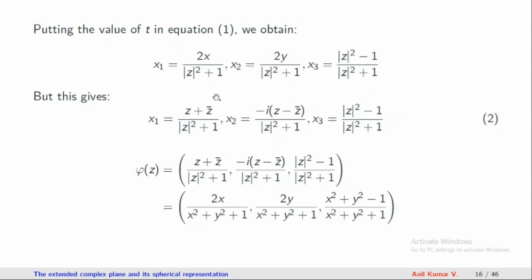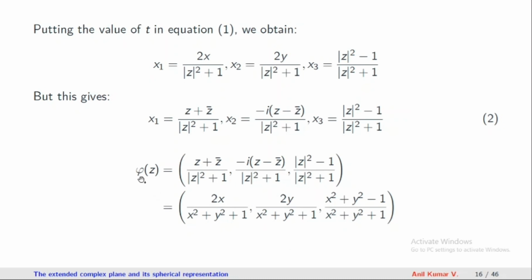But 2x is equal to z plus z bar, and 2y is equal to minus i into (z minus z bar). So if z is any point in the complex plane, then the spherical image of the point z is given by the formula 2x divided by (x square plus y square plus 1), 2y divided by (x square plus y square plus 1), and the last coordinate (x square plus y square minus 1) divided by (x square plus y square plus 1).